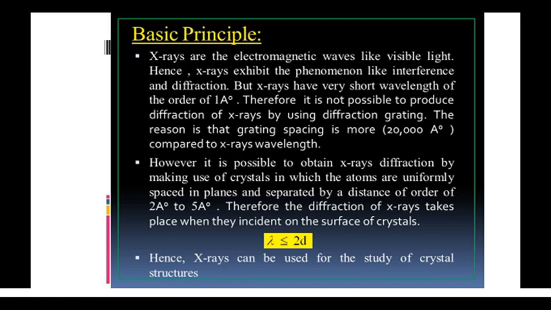Therefore, whenever the X-rays are incident on the surface of the crystals, diffraction will take place. And the condition for diffraction to take place is that lambda, the wavelength of the X-rays, must be less than or equal to 2d, where d is the distance between the atomic planes of the crystal. So thus we can use atomic crystals as a diffraction grating to observe the diffraction of X-rays.